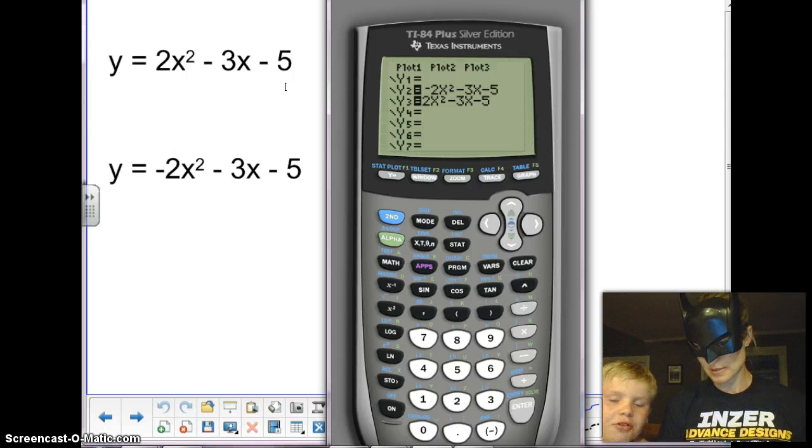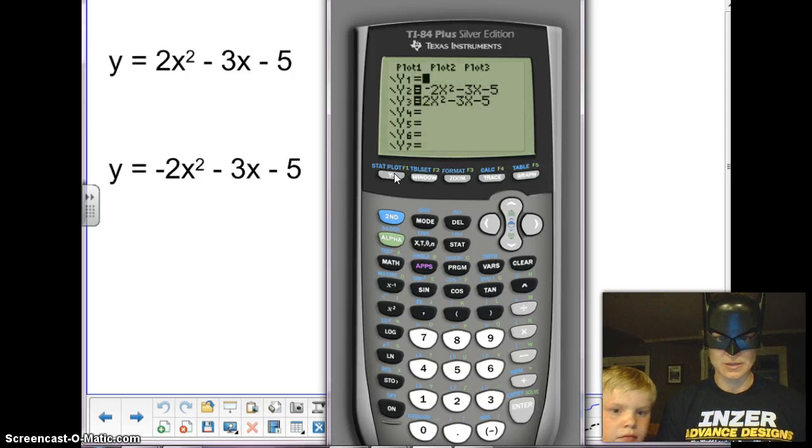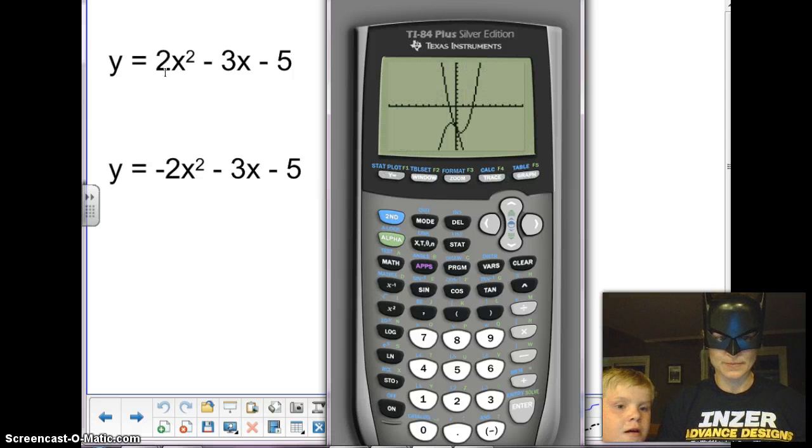Any ideas? I don't know any of this stuff. Okay, let's see. So this is the one with the positive 2, and this is the one with the negative 2. Did I put that in right? Yeah. Okay. What's a positive 2? Right here. The regular 2.